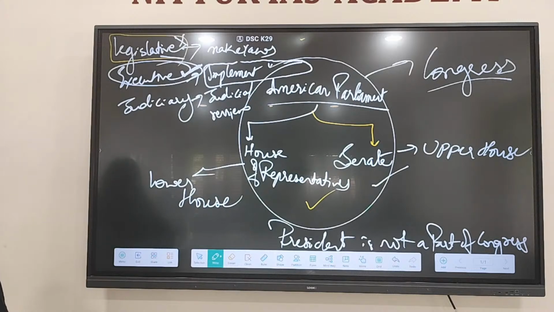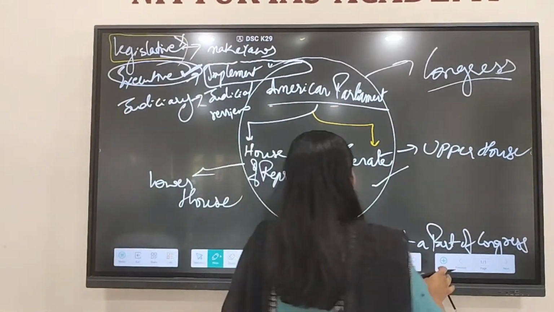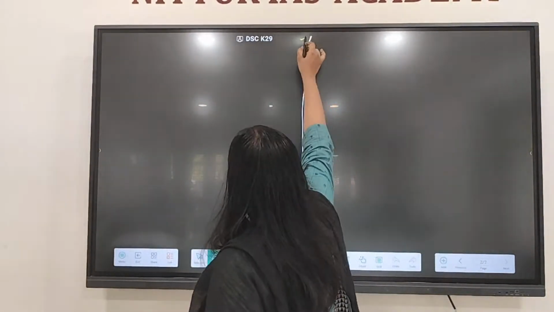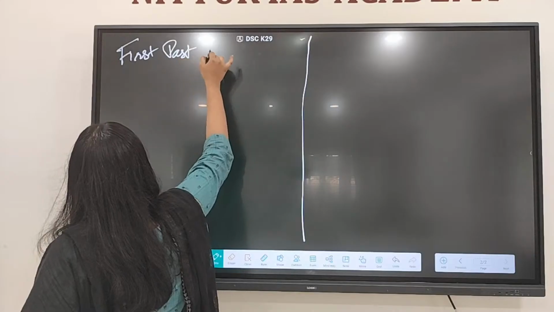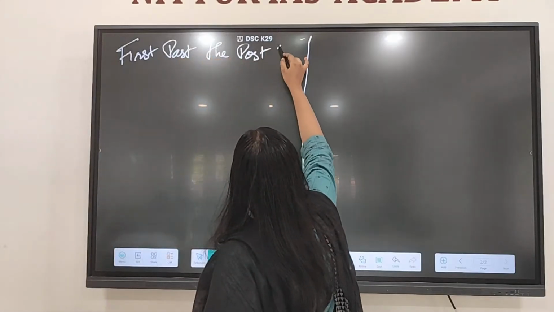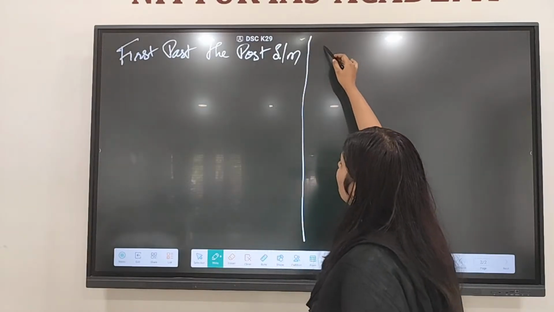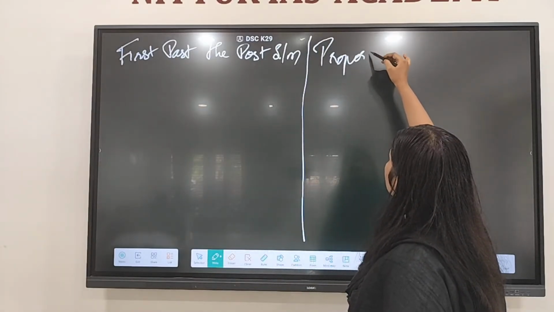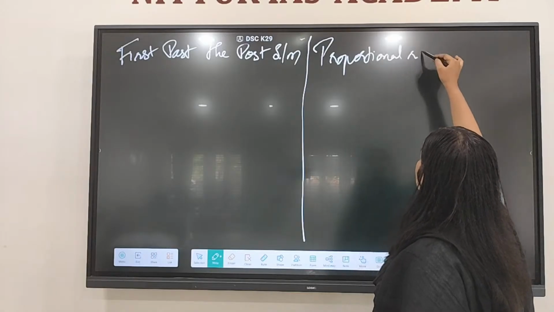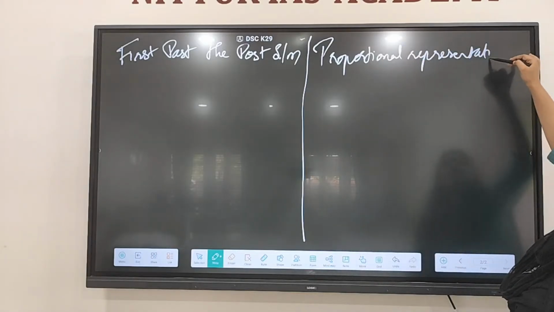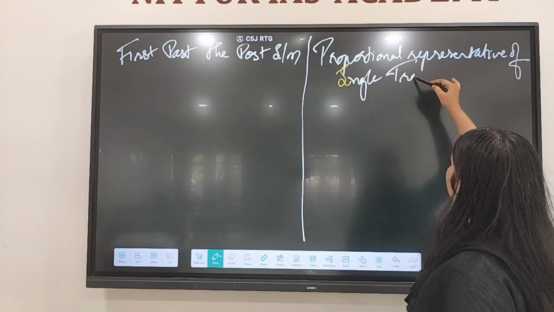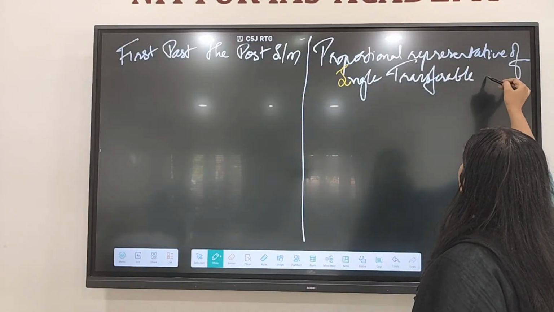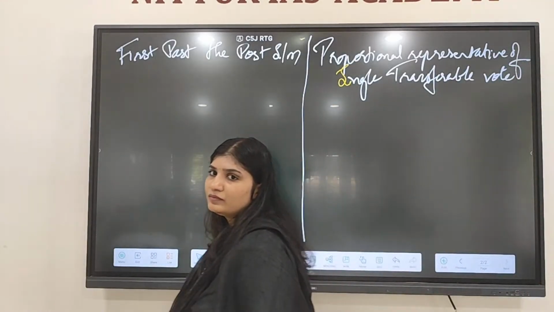Next comes types of election. First, first past the post system. Then proportional representation and single transferable vote. Just write down the column.